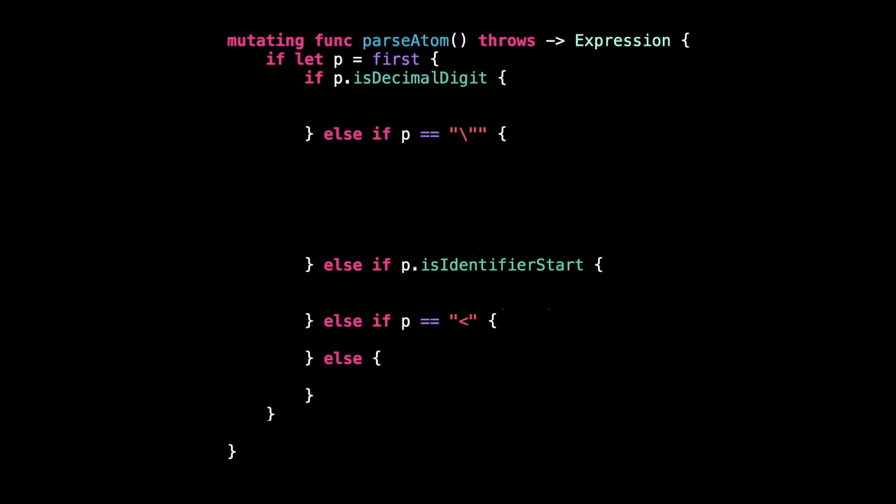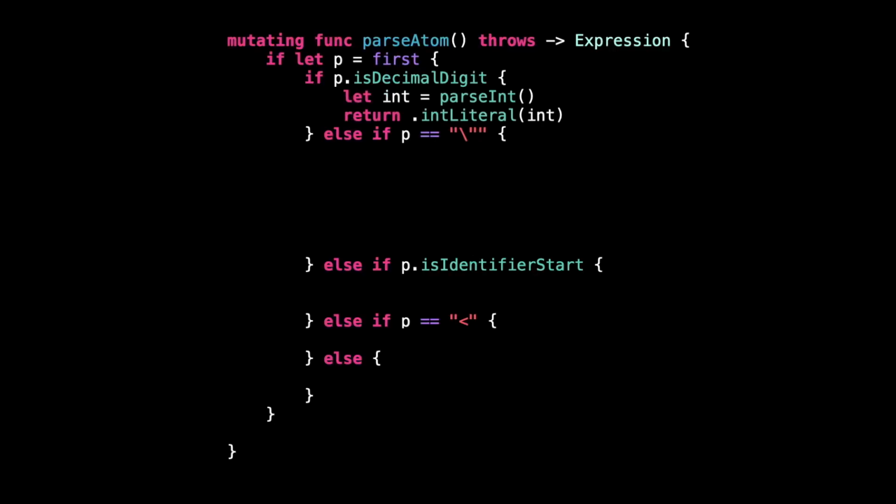And then we have the case where we do have a first character, but we don't recognize it, so we should throw an error in there. And finally, if we don't have a first character, we should also throw an error, because we do expect something to be there. So the case for integers is very simple. We just move the logic to parse int, out of which we get an integer, and then we wrap that in our integer literal case.